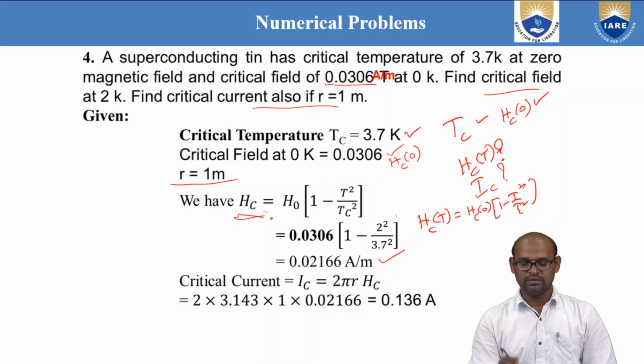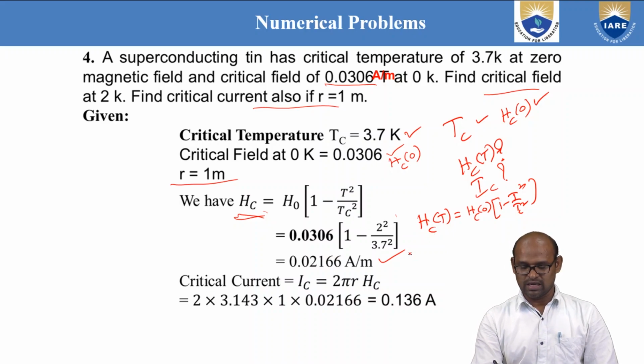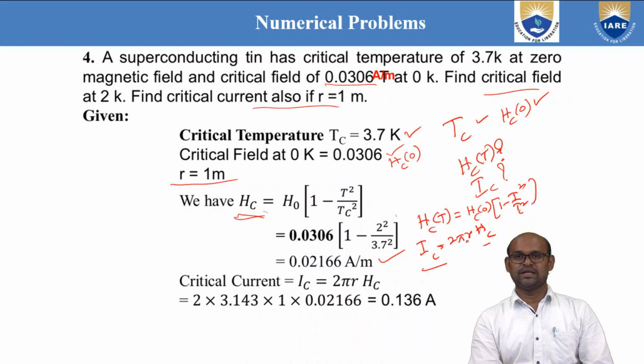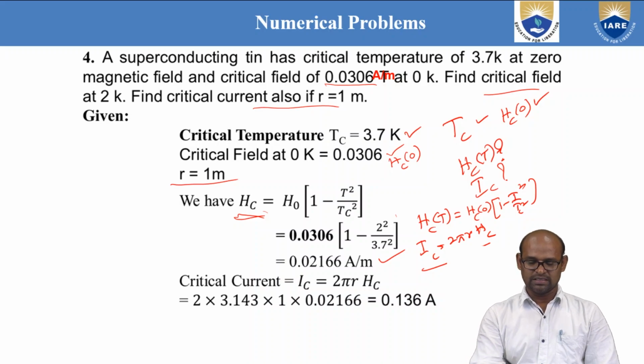Once we get this critical field, they also asked us to calculate the critical current. The critical current equation is IC is equal to 2 pi R into Hc, where R is radius. They have given radius as 1 meter, so substitute all the values here. Hc we have calculated as 0.02166 amperes per meter. Substituting all the values in this equation, we calculate the critical current, which is 0.136 amperes. So we have calculated the critical magnetic field at 2 Kelvin, and also the critical current.